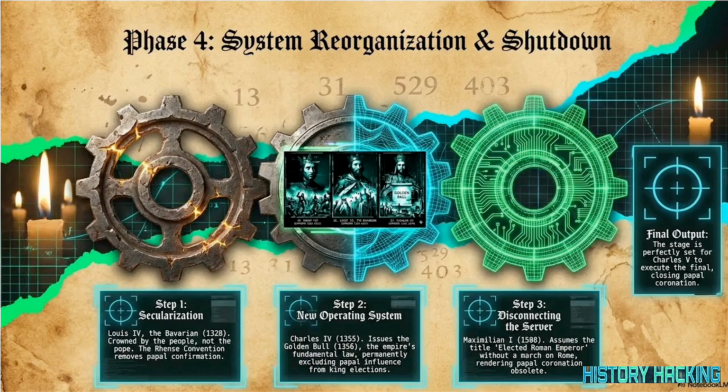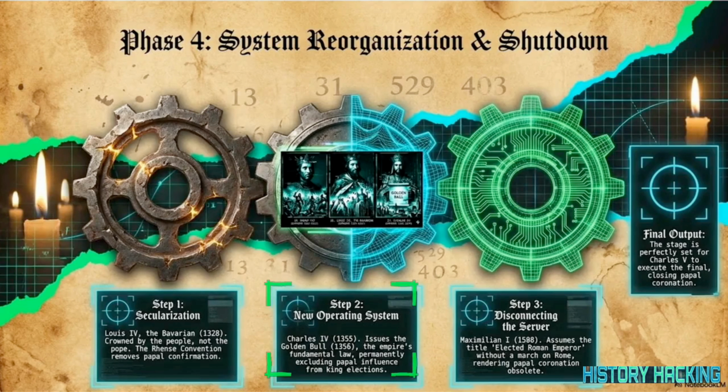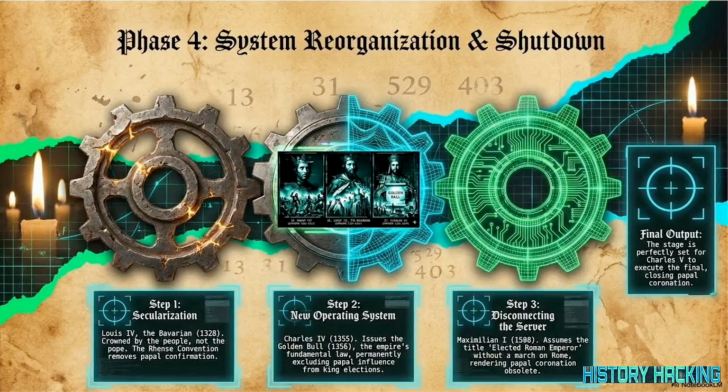Phase 4 represents system reorganization. The empire's universal claims are replaced by secular frameworks. The Golden Bull of 1356 rewrites succession, permanently severing imperial code from papal influence. This isn't a political compromise. It's the operating system isolating variables, preparing for the final boot sequence.